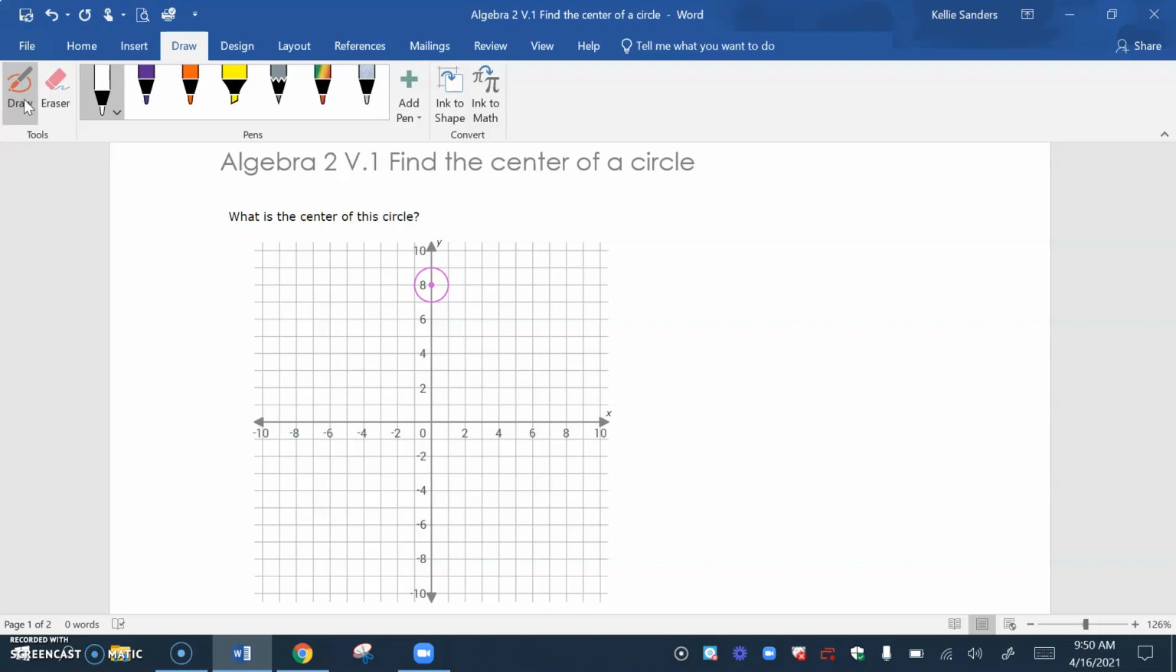V1, find the center of the circle. And the center of a circle is just what it sounds like. It's in the middle of a circle. And if you have a graph, it's super duper easy to find. You are just finding where this dot is right here.